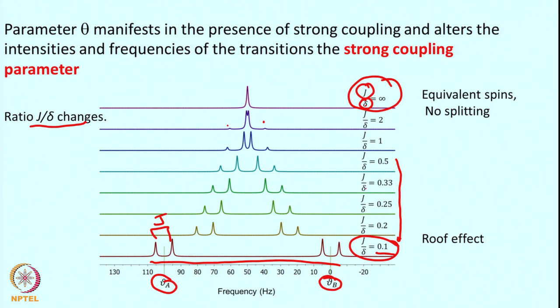As we go from here to here, the effects are pronounced, and the outer peaks become more intense and the central peaks get less intense. If you look at the pattern of this splitting, it has something like a roof effect. This is coming because of the strong coupling case, and it is called the roof effect of the splitting, which arises because of the strong coupling in the AB system.